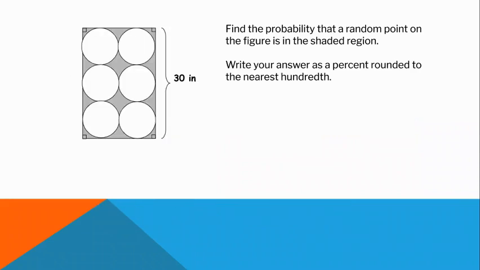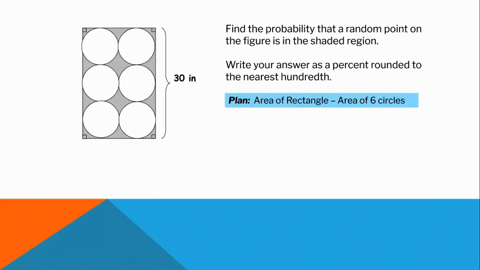All right, let's do another one. Find the probability that a random point on the figure is in the shaded region. Okay. Well, let's think about how we're going to find the area. We have to do the rectangle minus 6 circles to get our shaded part. Well, I know that this is 30, so what is the length of the rectangle? Well, if the height is 30, what's the diameter of each circle? I think it's 10, which means the length of my rectangle would be 20. So 30 times 20 is 600.